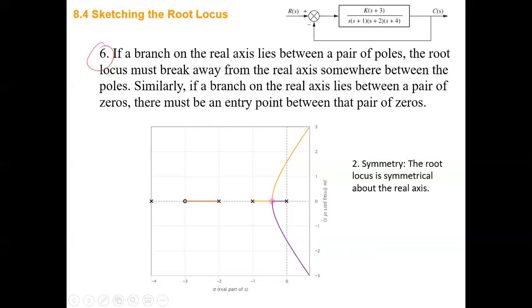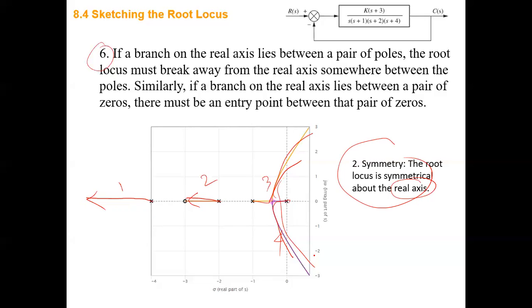And remember, this is symmetrical about the real axis. Okay, see this locus. How many branches should we have? We should have 4, right? 1, 2, 3, 4. This is predicted by rule number 1. We have 4 root loci. Rule number 2, symmetry, right? See, this is symmetry. Rule number 3, real axis segment.